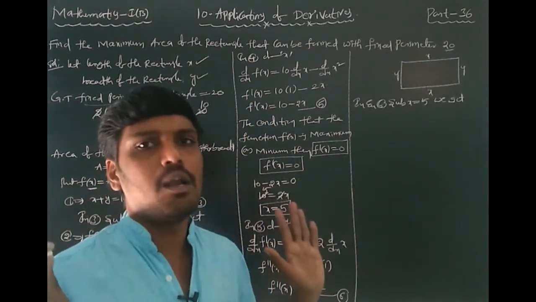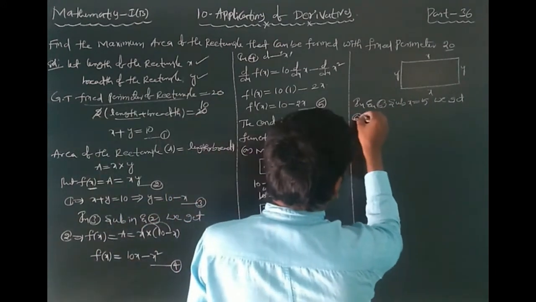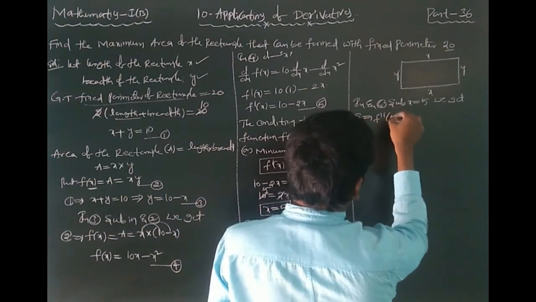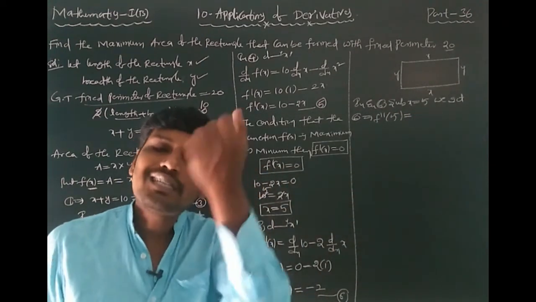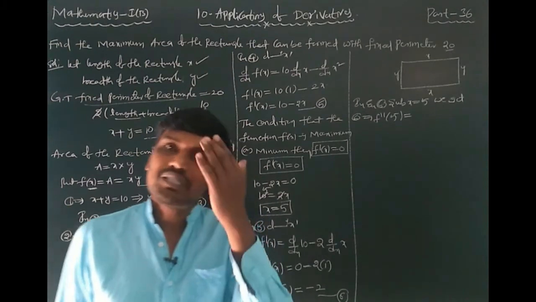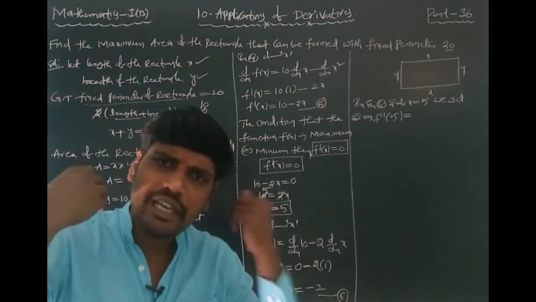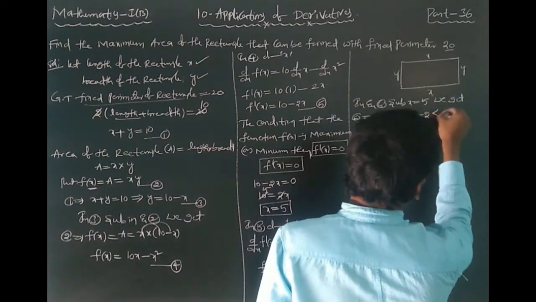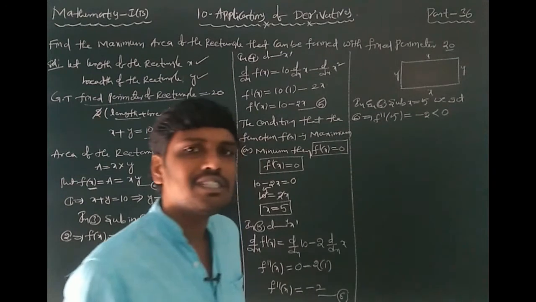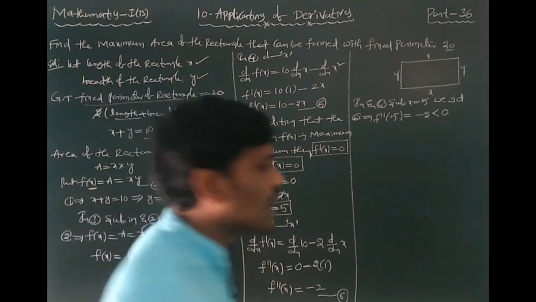Same process for all problems. Here substitute x value 5 in equation 6: f double dash of 5 equals minus 2. Here minus 2 is a constant function, students. In this constant function, whatever x value you put, it is always constant. That's why you write minus 2. Is minus 2 less than 0 or greater than 0? Less than 0. Less than 0 means what here? Maximum value.